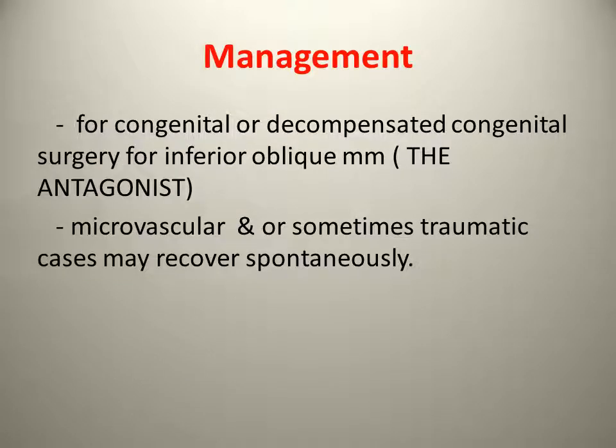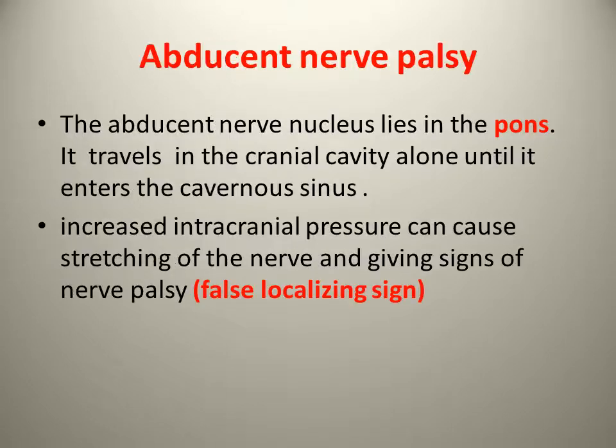Management for congenital or decompensated congenital is usually surgery by weakening of the inferior oblique, so working on the antagonist. Other causes, for microvascular, for example, usually control of the risk factors, and for traumatic cases, usually we have to wait for spontaneous recovery after 6 months, sometimes more, and if not, again, surgical correction is the solution.